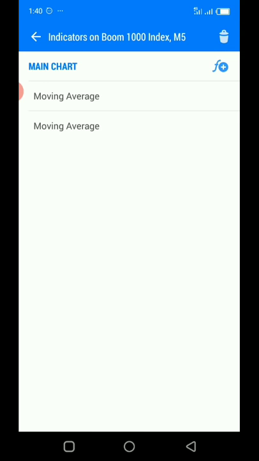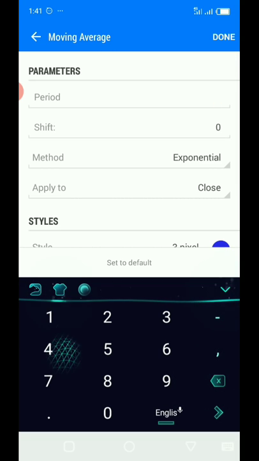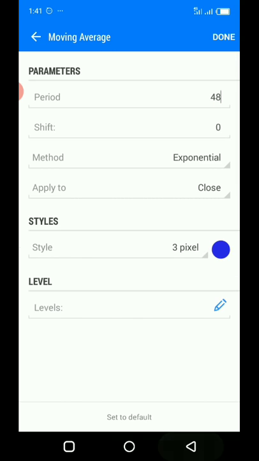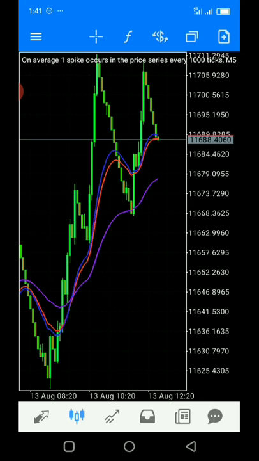We add the third moving average, which is the 48 moving average. It is still exponential, the style can still be 3, then we use another color. I prefer using purple.